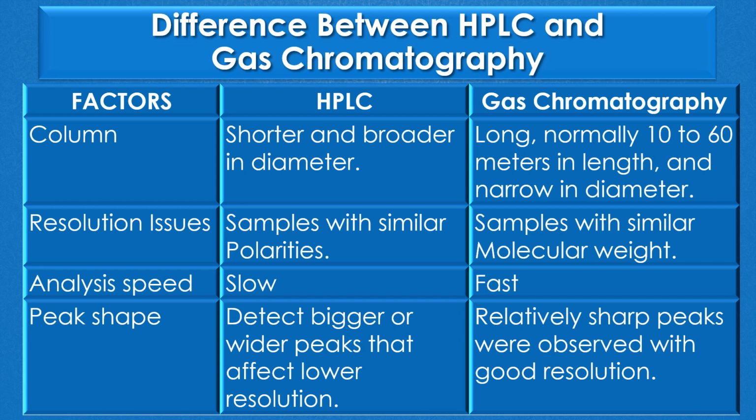Regarding the peak shape, HPLC generally detects bigger or wider peaks that affect resolution, and in gas chromatography the peak shape is relatively observed with good resolution.